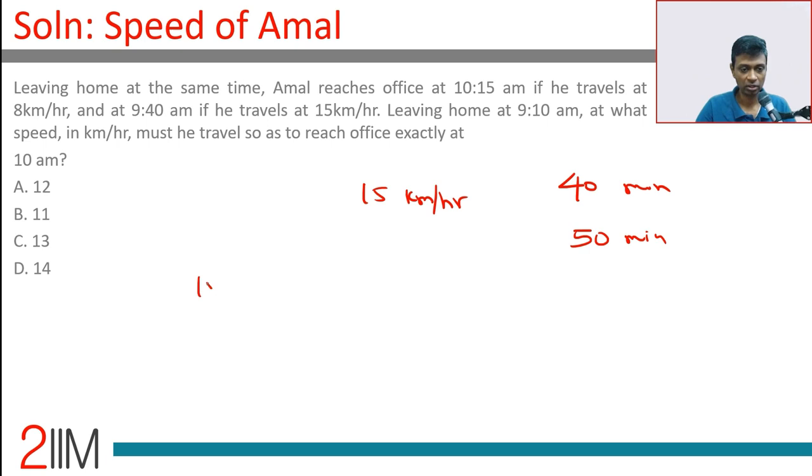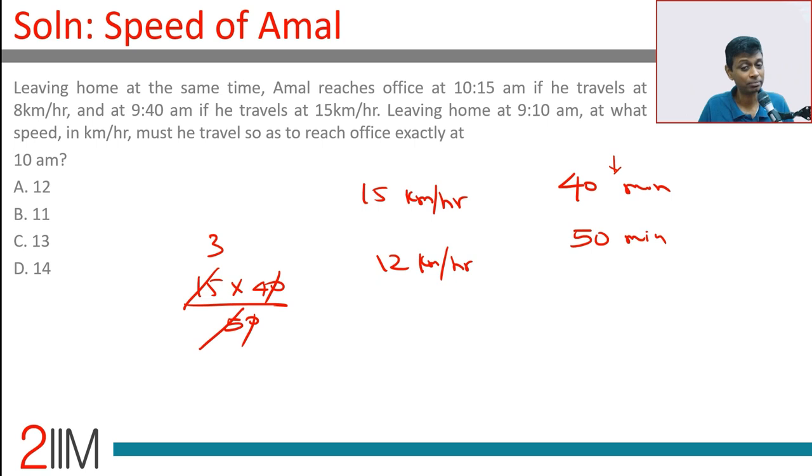15 into 40 by 50. Take more time, will take lesser. 15 by 5 is 3. 3 into 4, 12 kilometers per hour. Remember, I'm not converting this to hour. I'm not finding the distance. I'm just saying speed into time is speed into time.